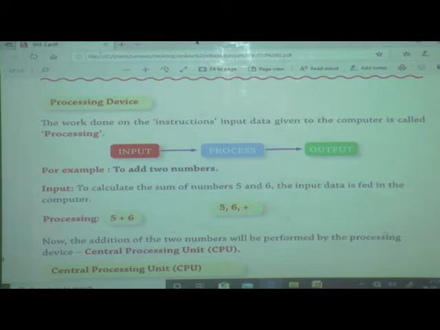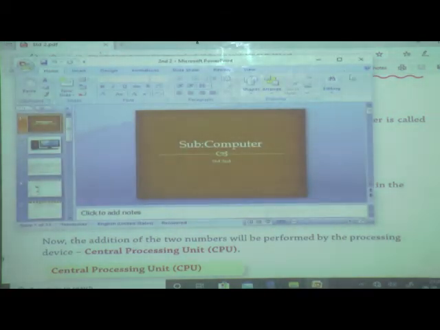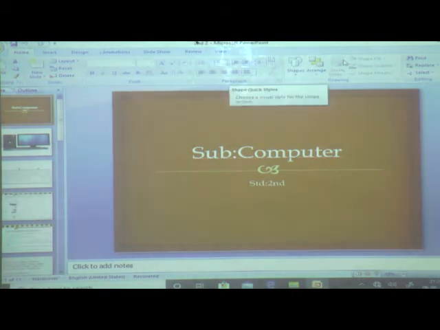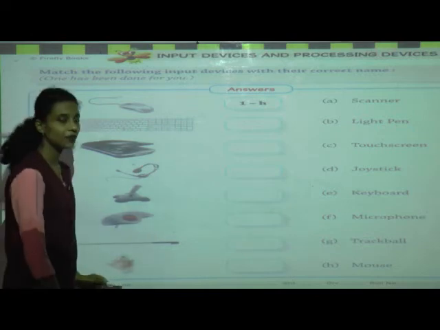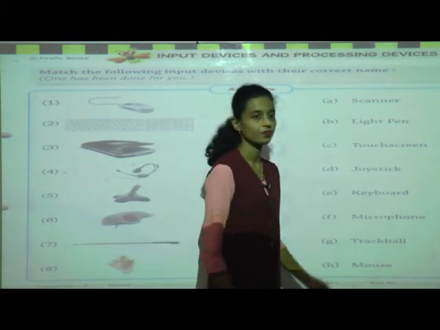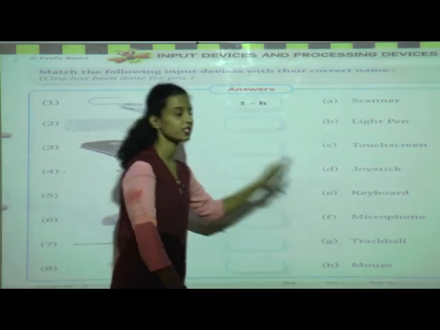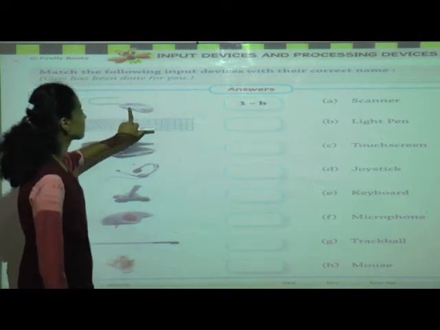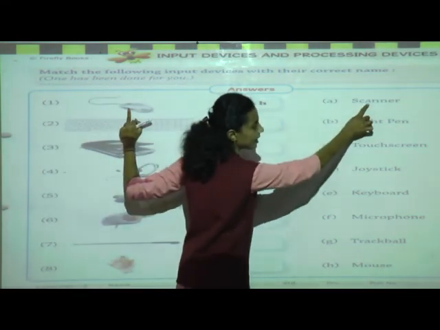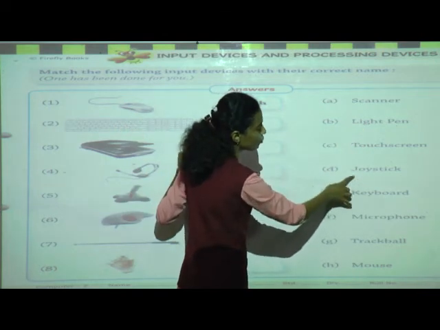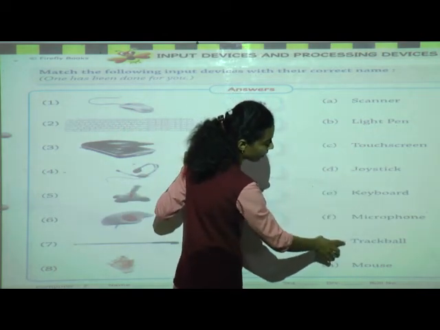Now we will see our skill sheet, page number 5. What is the first question? Match the following devices with their correct names. These are pictures of devices and these are names. Then we have to match the pairs. First one, what is this? Mouse. Where is mouse? This is scanner, light pen, touch screen, joystick, keyboard, microphone, trackball, mouse.